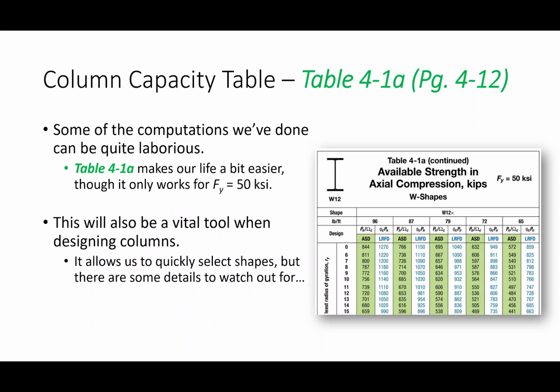Because this is probably the most important part. What it says here is column capacity based on the axis with respect to the least radius of gyration, Ry. So if you have a W12x79, for example, and the column has an effective length of 10 feet, and the weak axis governs, then that's its KL. If its KL is 10 feet with the weak axis governing, its capacity is 932 kips.